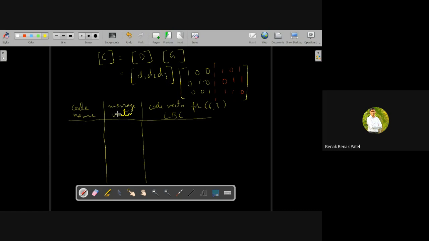So what all input message combinations are possible? There are 8 possible input combinations. The very first one is 000, 001, 010, 011, 100, sorry, 101, 110, and finally 111. Thereby, because there are 8 input messages, I'll be having 8 output messages also: C1, C2, C3, C4, C5, C6, C7, and C8.